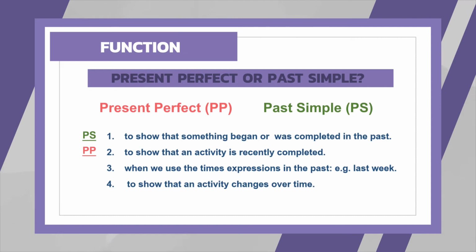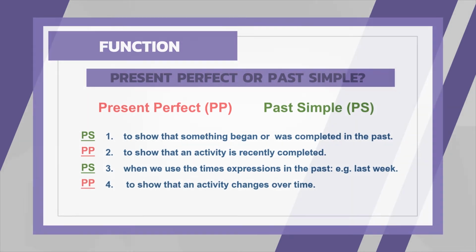Okay, 3. When we use time expressions in the past, e.g. last week, last month, yesterday. Let's get PP or PS. PS, right? Past simple. Next, to show that an activity changes over time. PP or PS? The answer is PP, present perfect. Okay, let's move to the next exercise.